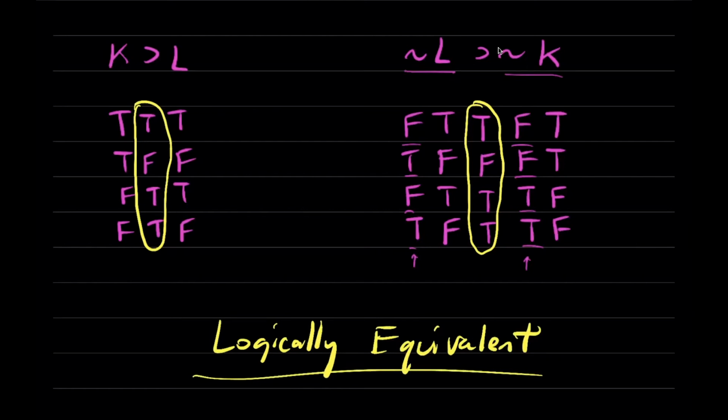Okay, so that's logical equivalence. Let's look at an example of two statements that are contradictory now. So here's two other statements. K implies L. And over here on the right, our second statement is K and not L. Let's show that these are contradictory.